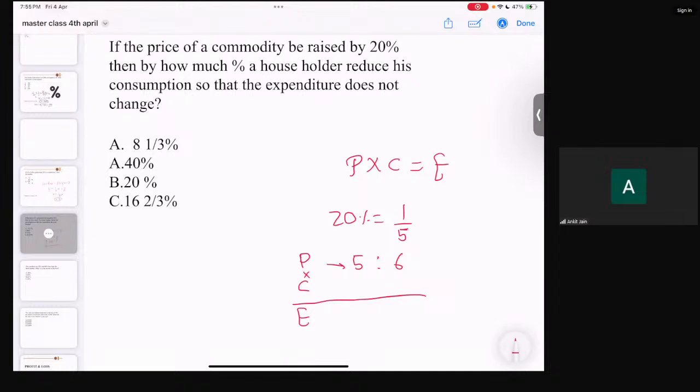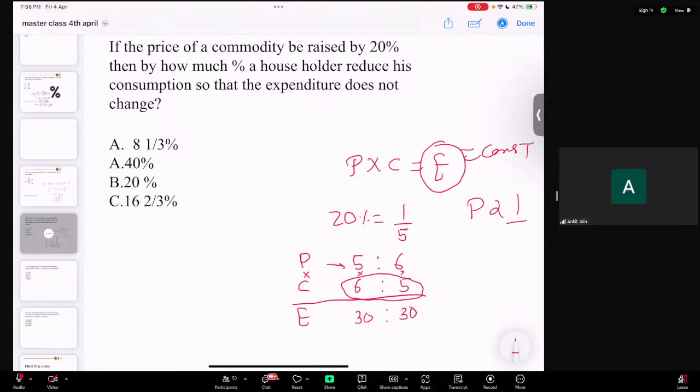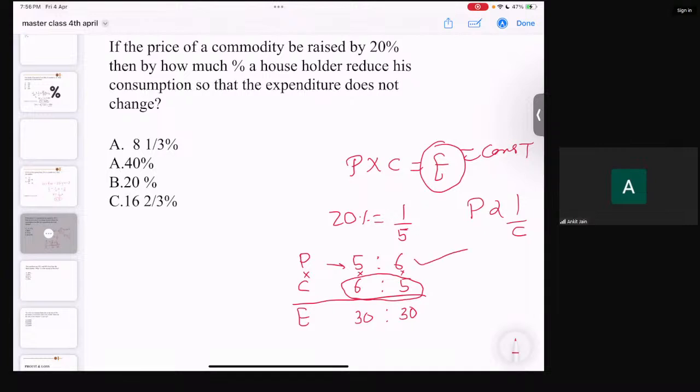So to make expenditure the same, the consumption reduces from 6 to 5. Now you can see the product is the same: 6 times 5 is 30, and 5 times 6 is 30. This only happens when price and consumption are inversely proportional, or you can see that the product is constant. If this is constant, it means price is inversely proportional to consumption. Inversely proportional to consumption means if price changes from 5 to 6, consumption changes from 6 to 5.